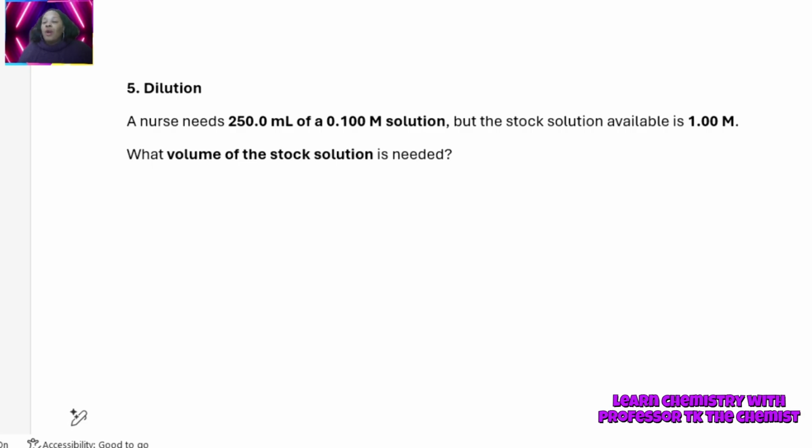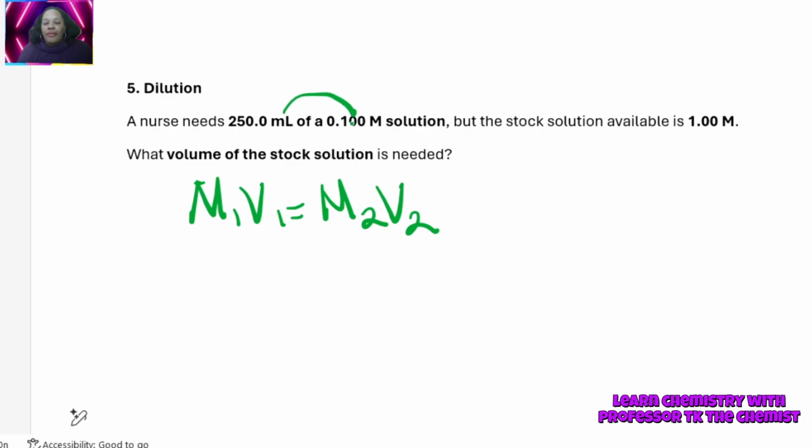Now, in a problem like this, I already know this is a dilution problem. A lot of nurses come across this all the time. M1 times V1 equals M2 times V2. Anytime you see a problem that says of 250 milliliters of 0.100 molarity, because those two go together, you're going to multiply them and then divide by what's left over.